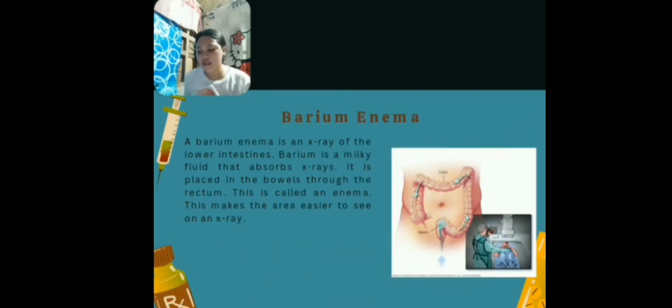So next is a barium enema. A barium enema is an X-ray of the lower intestine. Barium is a milky fluid that absorbs X-rays. It is placed in the bowels through the rectum. This is called an enema. This makes the area easier to see on an X-ray.